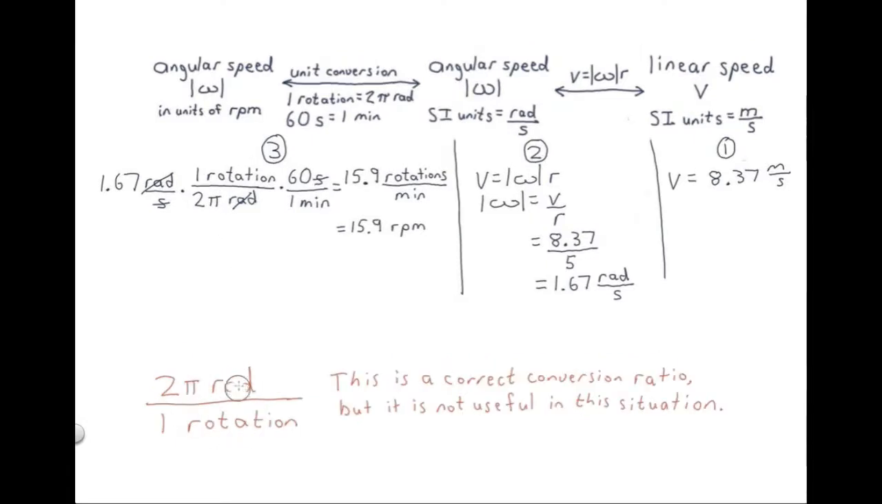What about this conversion ratio? Well, this conversion ratio is correct. There are 2 pi radians in 1 rotation, but this would not be a useful conversion ratio for this particular situation. For this particular situation, we want to write the conversion ratio with radians on the bottom of the fraction, because that way these radians will cancel with these radians on the top of the fraction. So be careful to write your conversion ratio so that the units end up in the right place, so that the units will cancel in the way that you want them to.